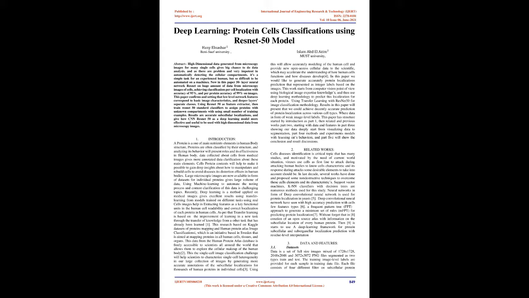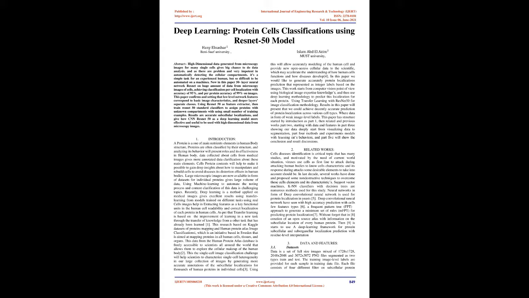2. Related works. Cell disease identification is a critical topic that has many studies, motivated by the need of the current world situation. Viruses use cells as the first line to attack during attacks on human bodies, so we need to know cell characteristics and their response during attacks. In the last decade, several works have been done and proposed some non-destructive techniques to overcome those cell elements and characteristics. Support vector machines, KNN classifiers, and decision trees are numerous methods used for this study.